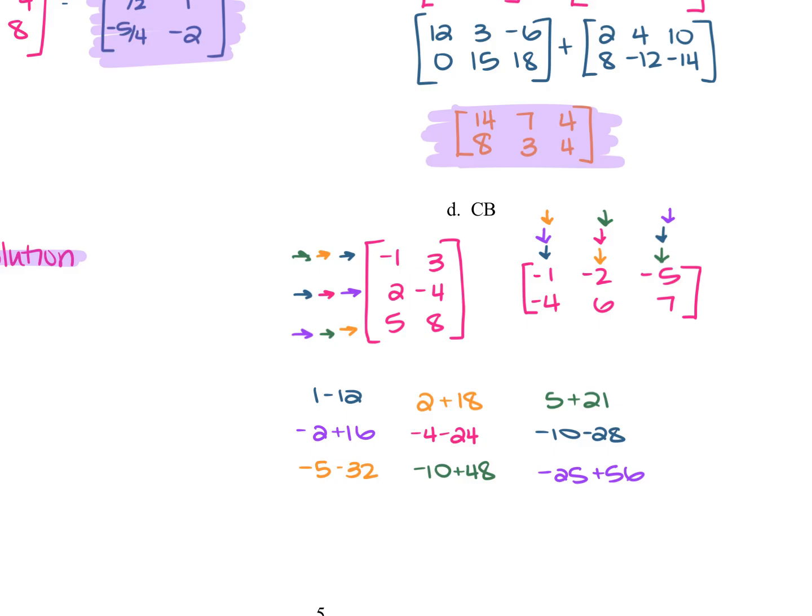So we're going to combine these, and we are going to be left with -11, 20, 26, 14, -28, -38, -37, 38, and 31.